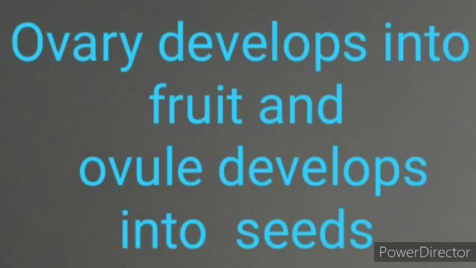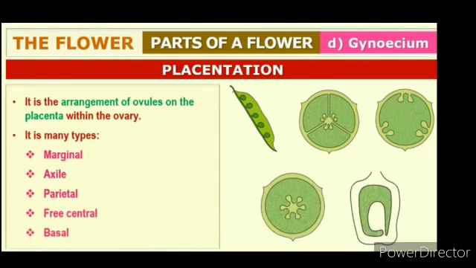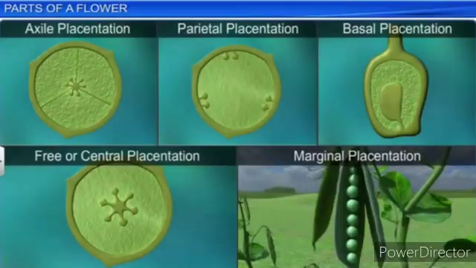After fertilization, the ovules develop into seeds and the ovary matures into a fruit. Next heading, placentation. The arrangement of ovules within the ovary is known as placentation. The placentation is of different types: marginal placentation, axial placentation, parietal placentation, basal placentation, free central placentation.